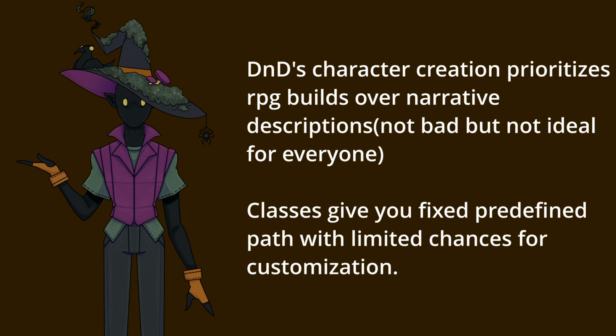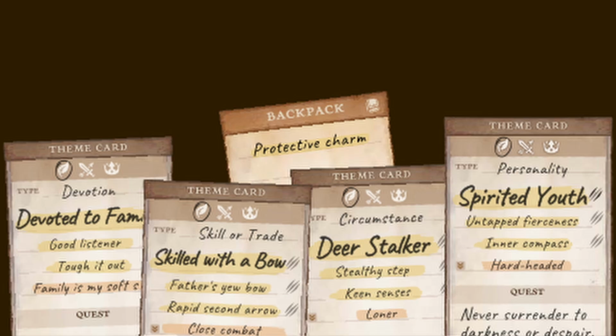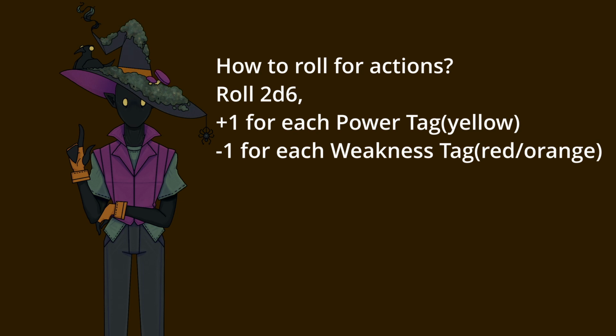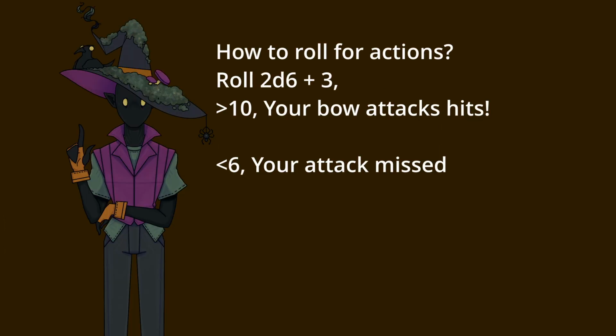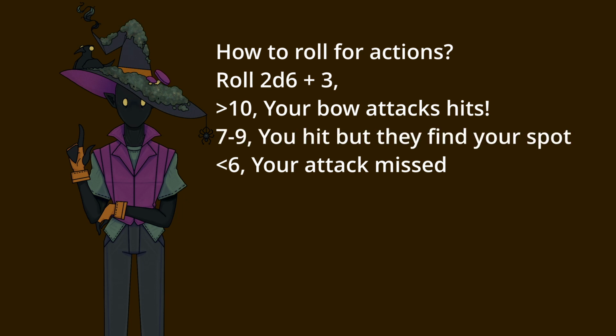But what happens when you want to make a dice roll? Well, you look at the tags that are relevant and you count them up. Yellow tags give you a bonus, red tags give you a minus. So what would happen if this character wanted to attack with their bow? Well, they'd get a +3 for all of the yellow tags on their second card, skilled with a bow. You're going to take that 3 and add it to the results of rolling 2 6-sided dice. If that total is more than 10, you succeed. If it's less than 6, you fail. If it's 7 to 9, you've succeeded, but something has gone wrong.